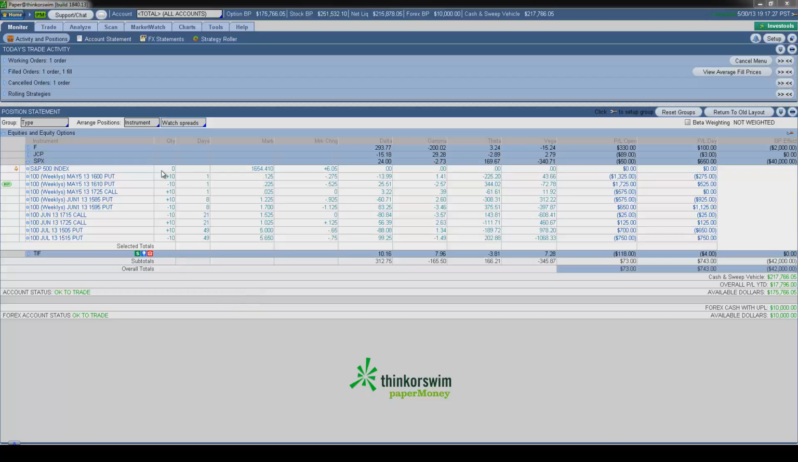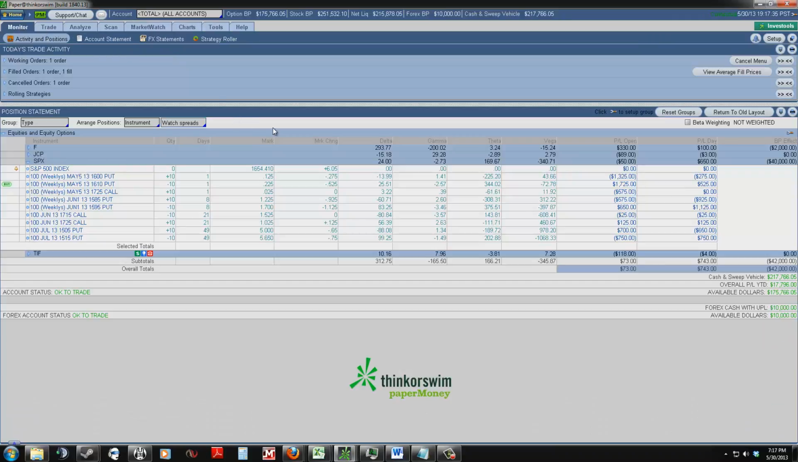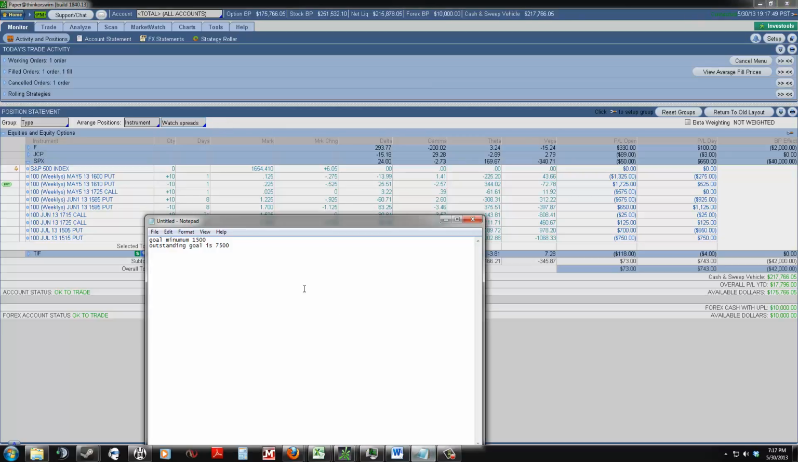I am going to be using the Thinkorswim paper trade account to try to take my account from $50,000 to $100,000 in the shortest possible amount of time, so basically just 100%. And I'm going to be doing that by trading the SPX, and this might sound crazy, but we're going to be trading in $10,000 lots.